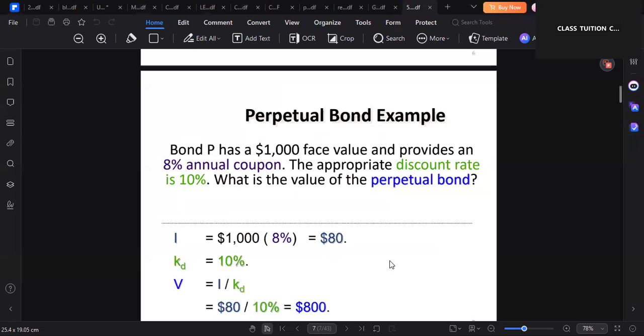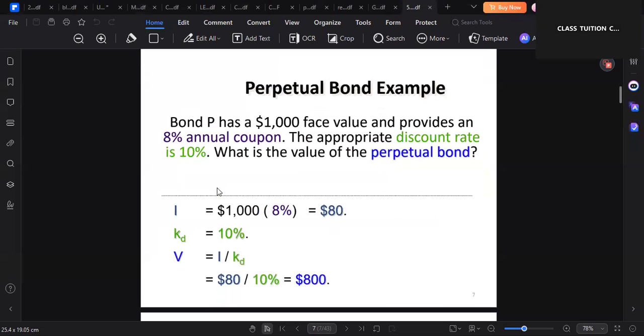So here's an example. We have a $1,000 bond and the coupon interest is 8%. So 8% of 1,000 is 80. This is the coupon payment. Then the discount rate is 10%. So you divide 80 by 10% to get 800. That is the value that we're going to get. So it means that the bond is worth less than 1,000 because the market rate is 10%, which is higher than the coupon interest. Therefore, investors will only buy it at a discount.